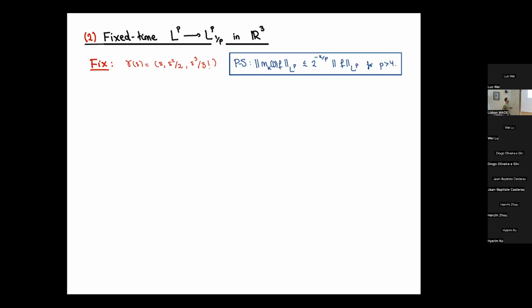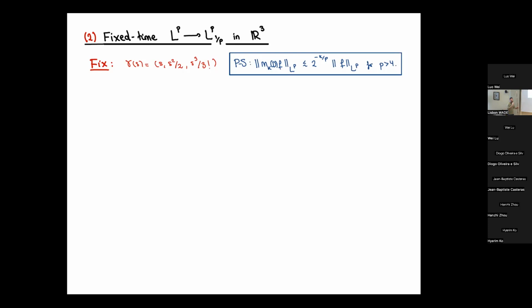So after this quick review of what happens in 2 dimensions, let's try to put into action this more difficult framework in 3. I'm going to start again with the fixed time estimate, when the time variable is still not happening. So if you remember, in 2 dimensions, when there was no time, the argument was trivial, no?